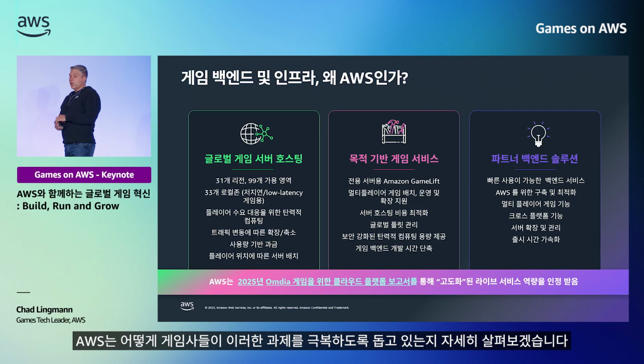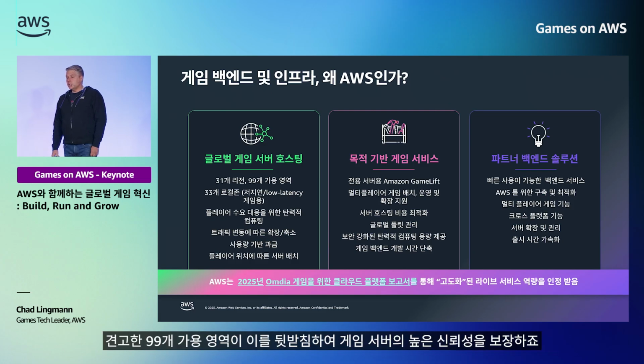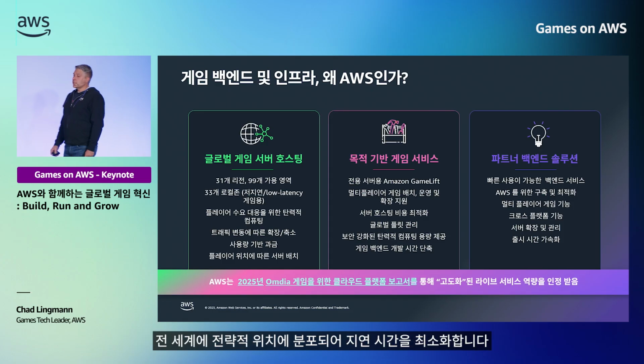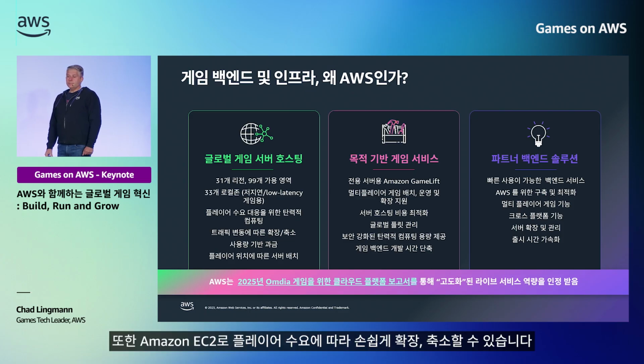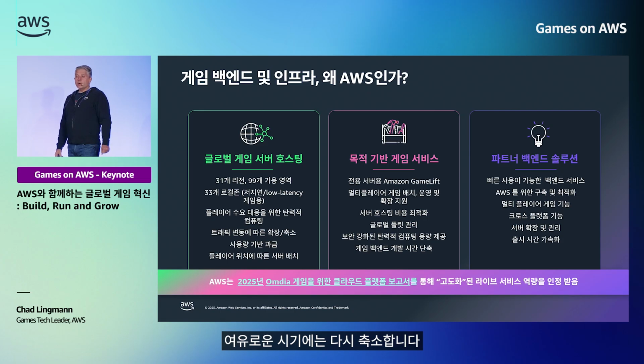So let's talk specifically about how AWS is helping game companies overcome these challenges. AWS provides unmatched worldwide hosting coverage across our 31 regions worldwide. This extensive network is reinforced by 99 availability zones, ensuring high reliability for your game servers. But what really sets us apart for low game latency is our 33 local zones. These are strategically placed around the world to minimize latency. With EC2, you can scale up or down based on the player demand. Games running on AWS can handle massive launch day spikes and then scale back down during quieter periods.